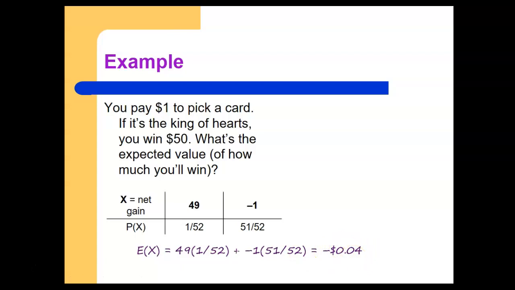So either way you look at it, you can figure the $1 fee into the random variable, or you can just subtract it at the end. Either way, you come out with an expectation with that included of negative 4 cents.